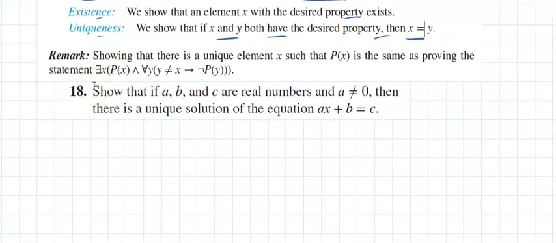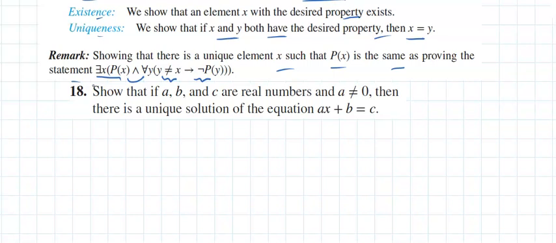So showing that there is a unique element X such that P of X is the same as proving there exists an X such that P of X, and that if Y doesn't equal X, that doesn't imply P of Y. Well, let's look at number 18 and see how this works.